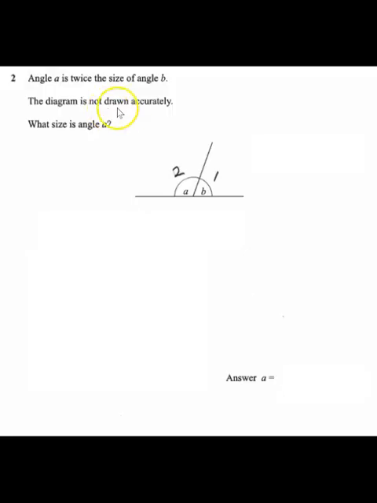Okay, for question 2, it says angle A is twice the size of angle B. The diagram is not drawn accurately. What size is angle A? Now you can see I've written 1 and 2, so that just means that A is 2 times bigger than B. So what we're going to do first is just add 2 and 1 together. So there's kind of like 3 bits there.